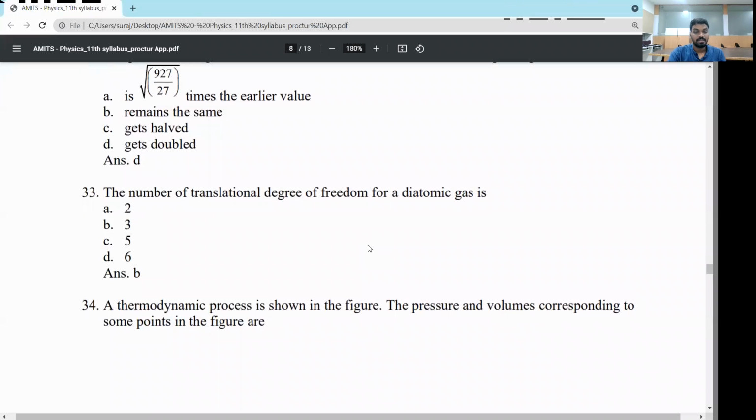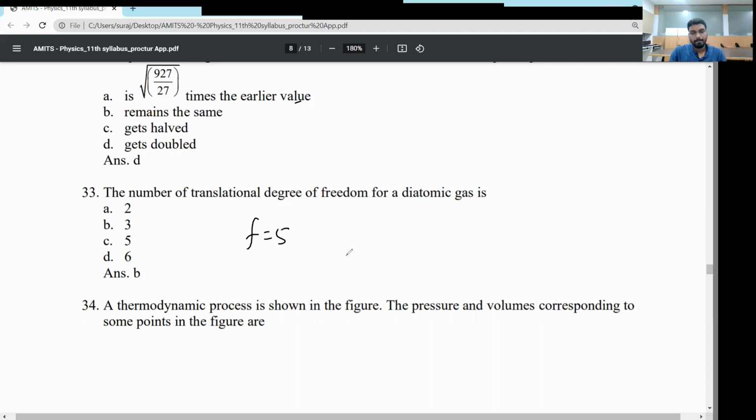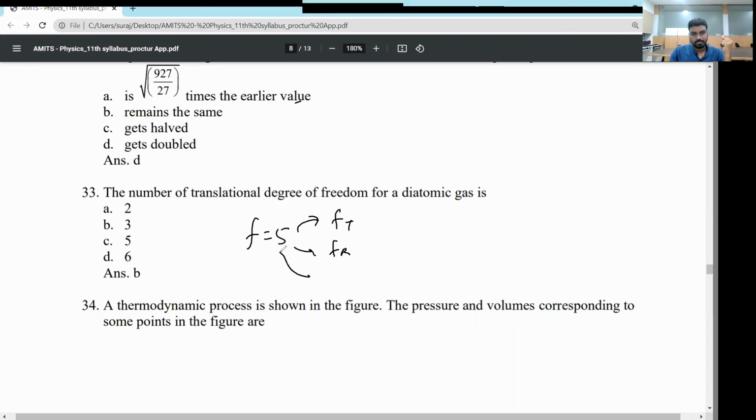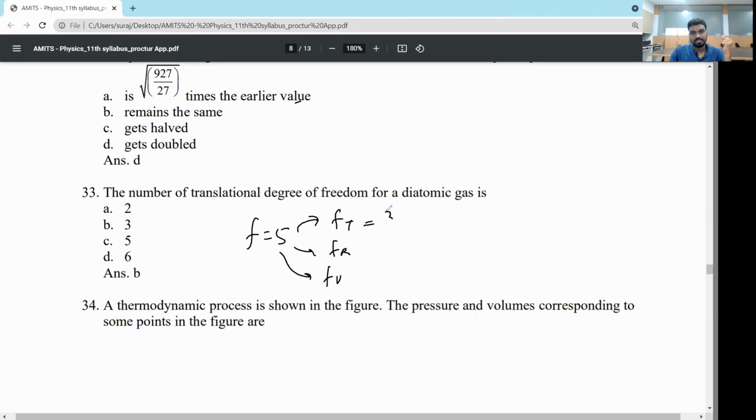The number of translational degrees of freedom of a diatomic gas. Diatomic gas is what? Degree of freedom is equal to 5. This can be divided into translational, rotational, and vibrational. Translation is 3, rotational is 2, vibration is 0. So translation is 3.